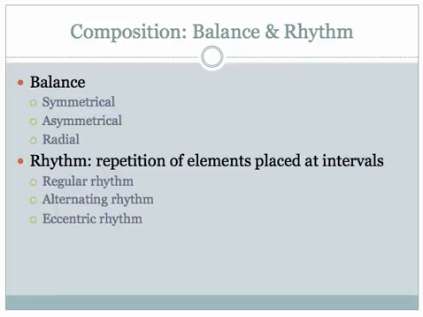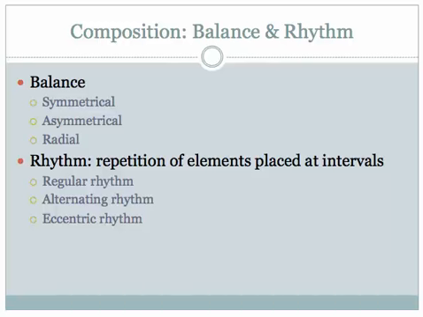Okay. If there are elements that are repeated throughout a work, let's say something has a border of some sort, we have to pay attention to that. The artist is putting a border on there for a reason. Is there a regular rhythm to that border? Is there a regular rhythm to that carving? Okay? Or is there an alternating element to it? Does it go back and forth between two different types of rhythmic patterns? Is it eccentric? Is there seemingly no pattern to the rhythm?